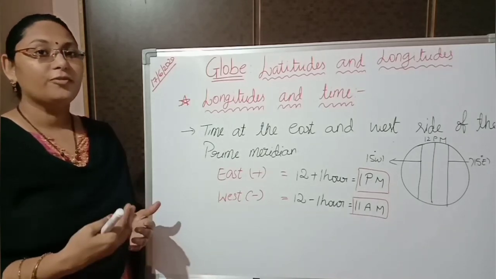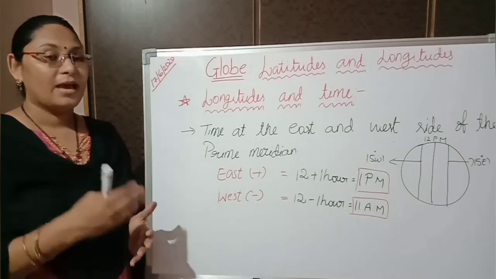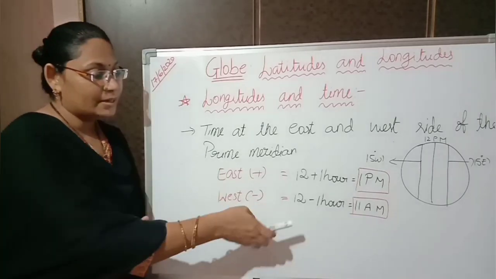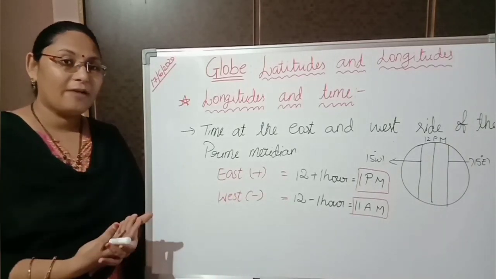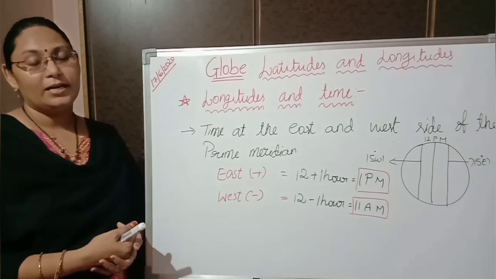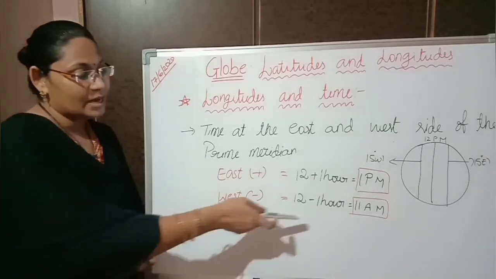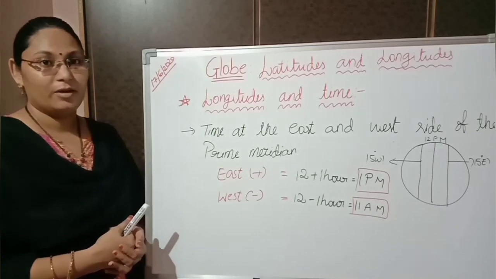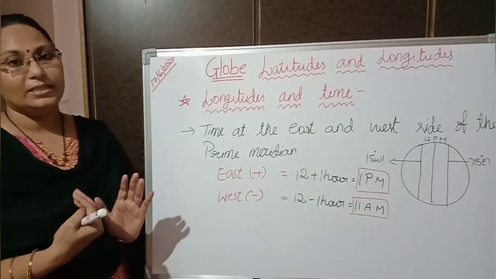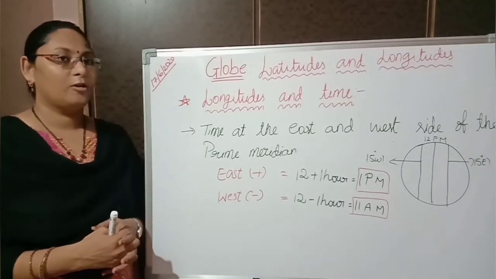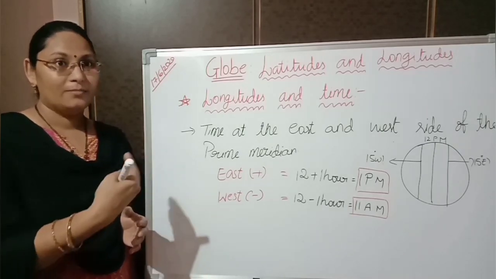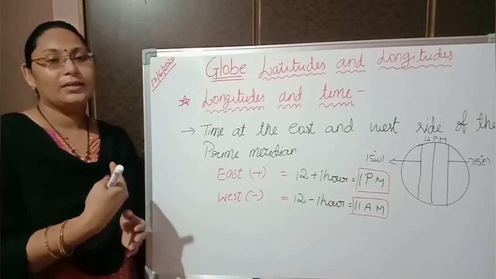Then come to the 15-degree west longitude. So we have to subtract the time from the time of the prime meridian, right? The prime meridian time is 12; how much do we have to subtract? 15 degrees means the same, 1 hour. So subtract 1 hour from 12 noon. What is the time over there? 11 AM. Before midday we call it AM, after midday we call it PM. So when we subtract time from 12 o'clock, coming back, it will be AM.